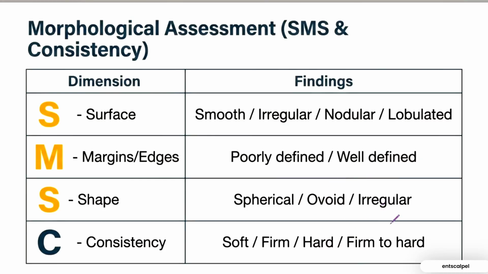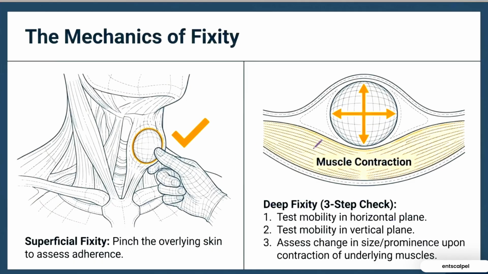This part is crucial. The text instructs the doctor to test if the overlying skin is fixed by trying to pinch it, and then check if the swelling is fixed to underlying structures in both horizontal and vertical planes. But then it adds a step that involves asking the patient to contract their neck muscles. It says to note if the swelling doesn't change its size on contraction of underlying muscles, or if it becomes less prominent on contraction. This is a beautiful piece of diagnostic logic. The doctor is using the physics of human anatomy to see beneath the skin.